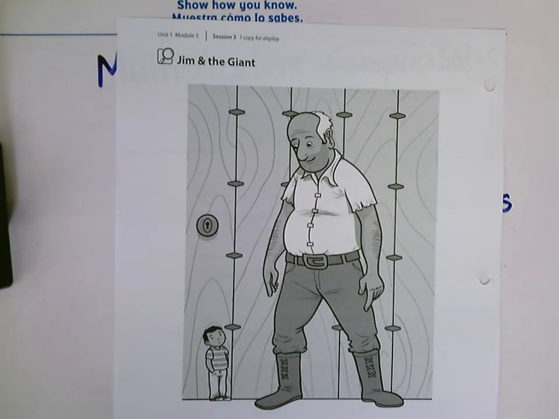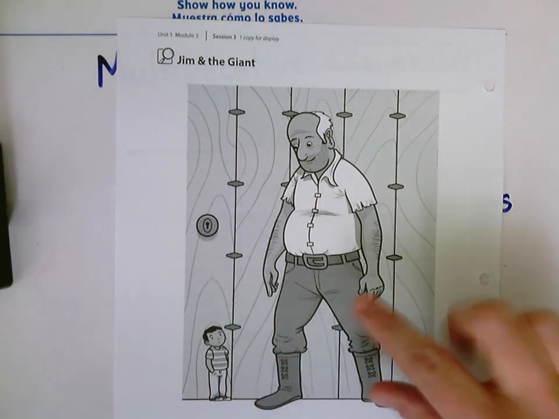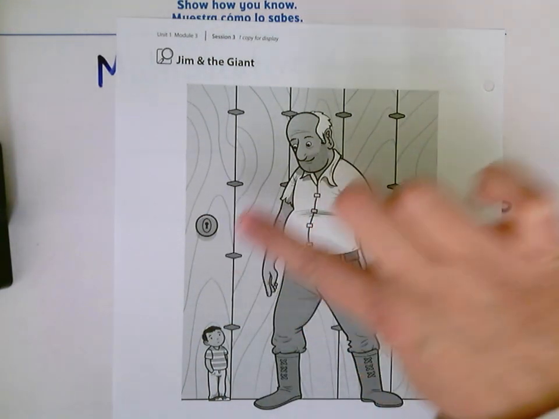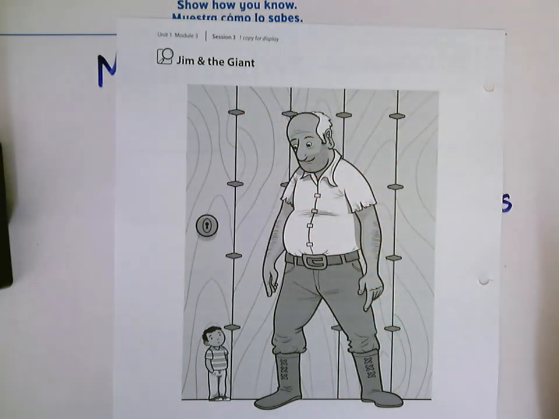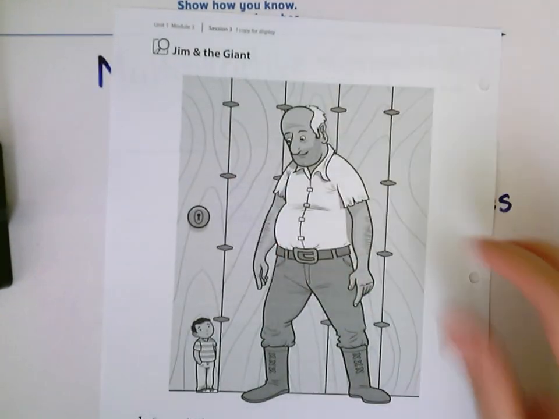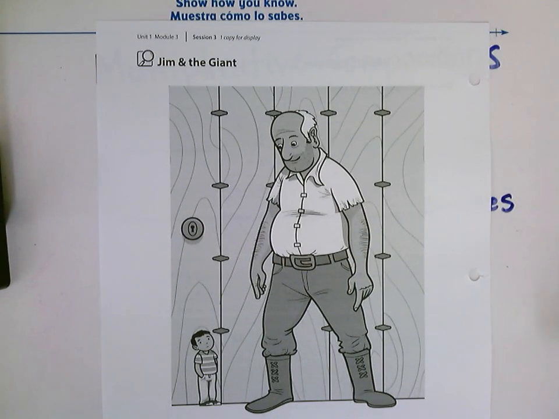So I want you to think about things as being so many times larger or so many times smaller than others. Okay, and if you notice here, you see Jim, he goes right up to this little notch. And there's a few more notches to get to the giant's head. So we can use some of those notches to help us come up with how much larger we think the giant is than Jim. All right, so as you go into your assignment for today, think about how we can measure and how we can compare one thing to another thing.